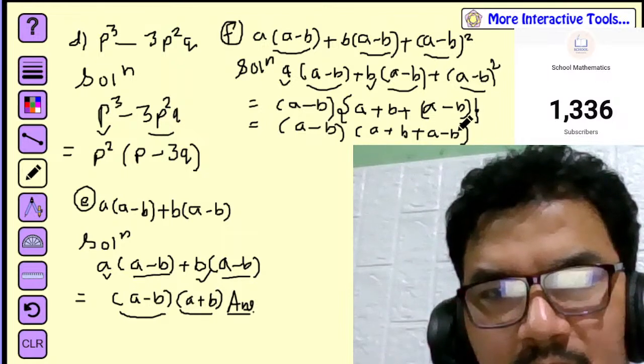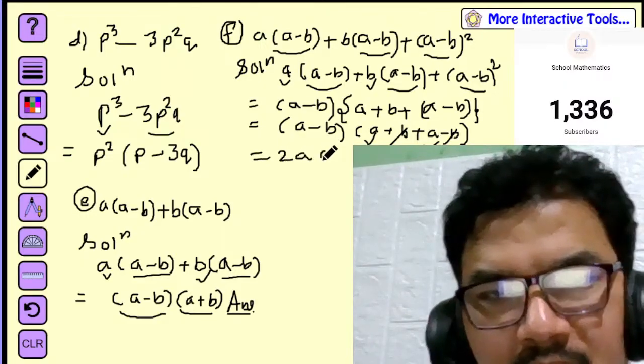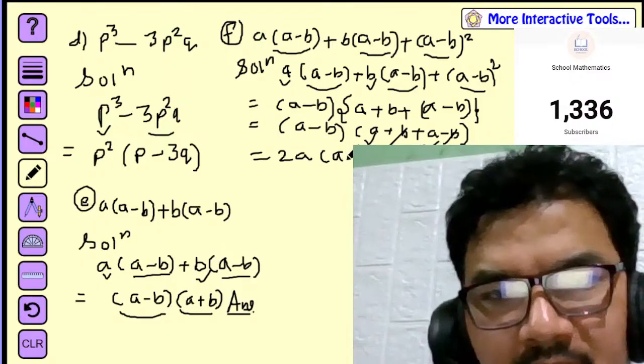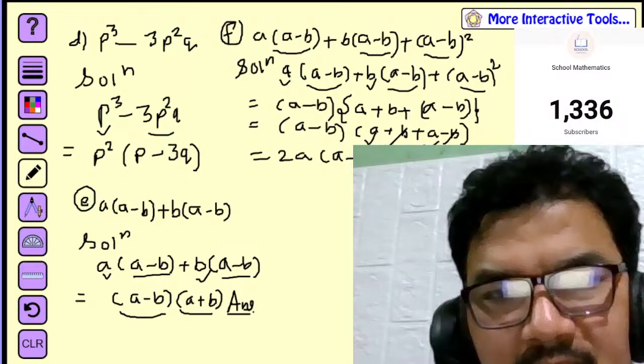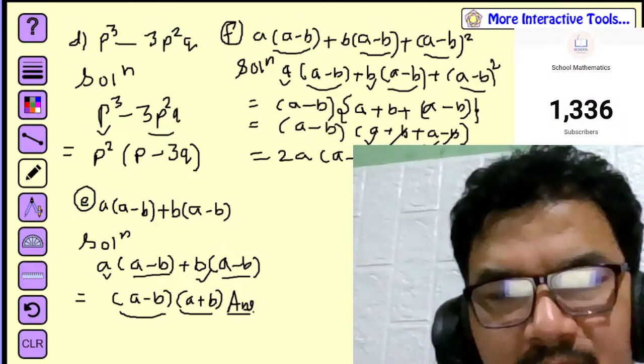And then we know minus b and plus b cancel. Then a plus a is 2a, that we can write at the beginning here, 2a first. Then what is remaining next? A minus b. Okay, like this we factorize this type of question.